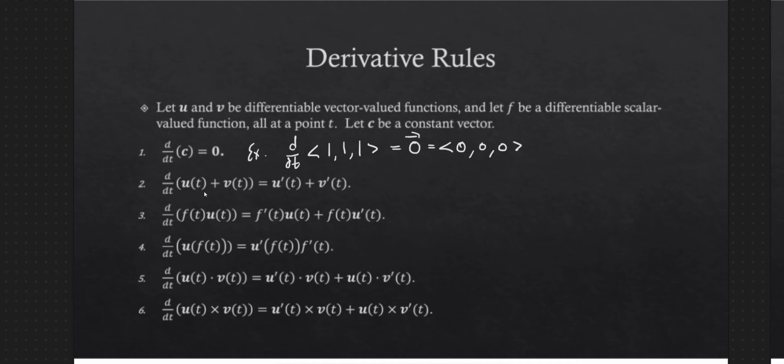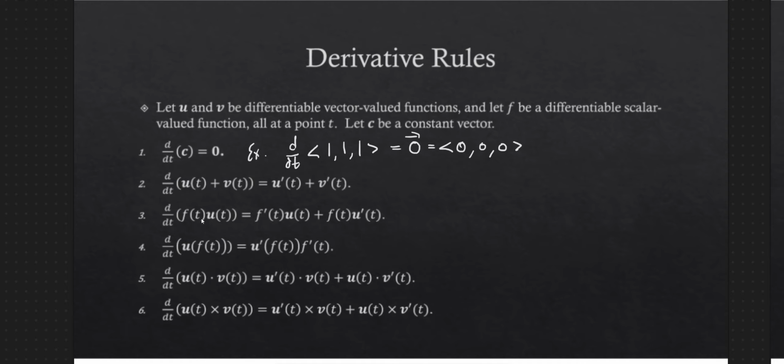Along those same lines, we have a sum rule for vectors, and that's an easy one. The derivative of the sum is the sum of the derivatives, just like it was before. I won't bother with an example here because this one's pretty straightforward.